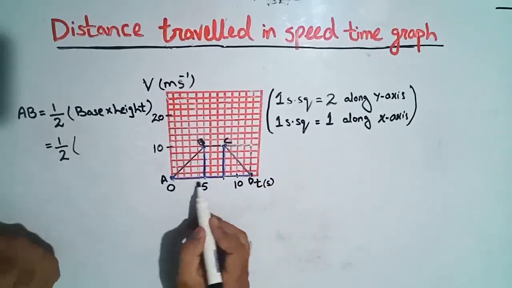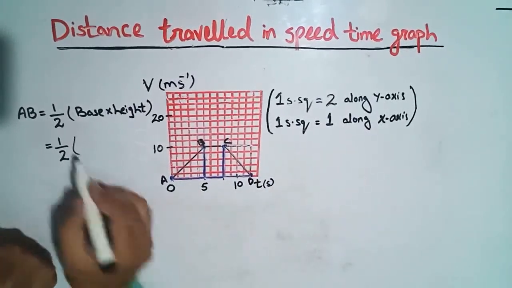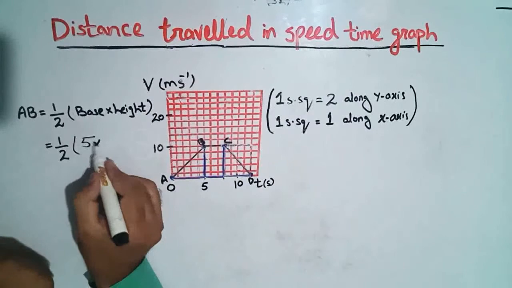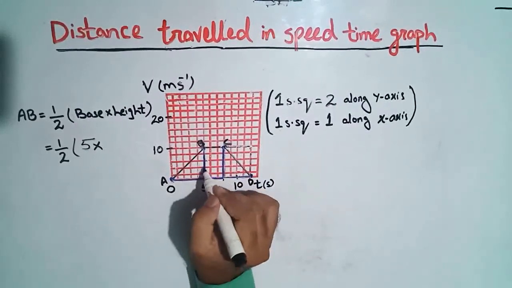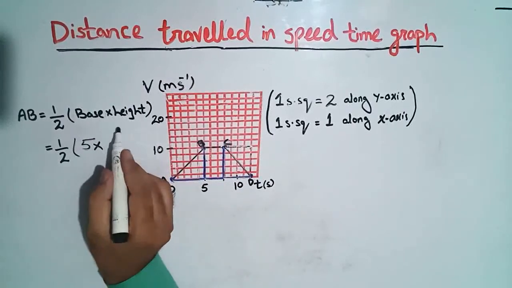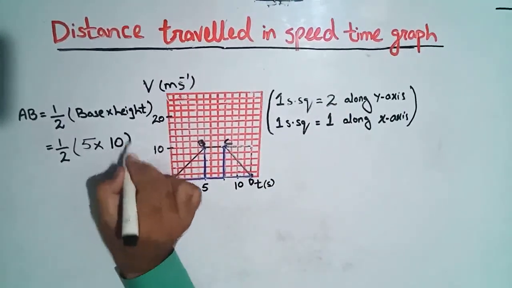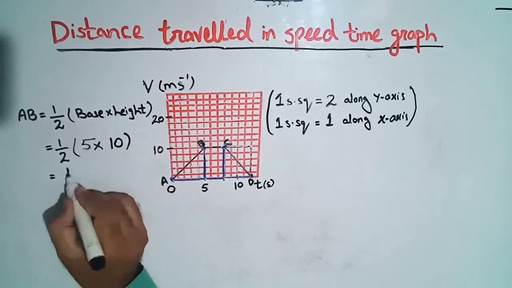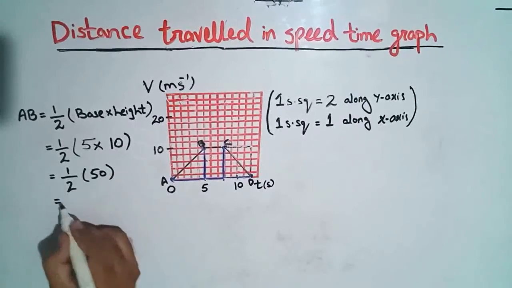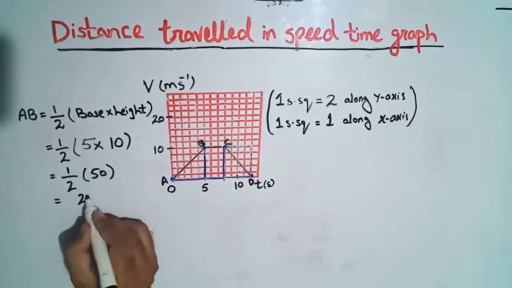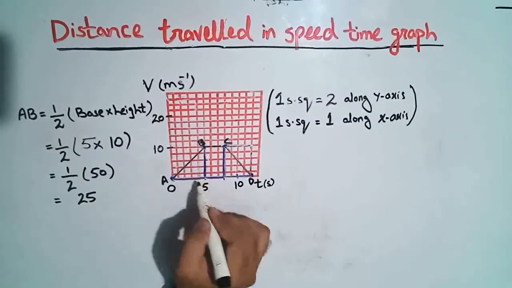So this is your base. The base contains value 1, so there are 5 lines, total 5. Height, this is the height: 1, 2, 3, 4, 5. There are also 5 lines and each line is of value 2, so you can write here 10. 5 2s are 10. 1/2 into 10 times 5 is 50. Dividing it gives 25. So it gives a total of 25 area under the curve.